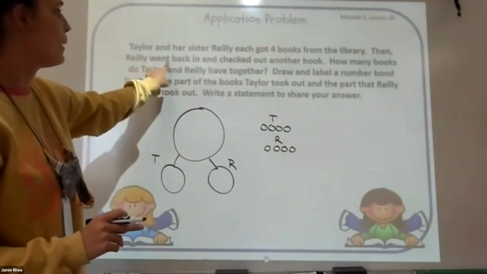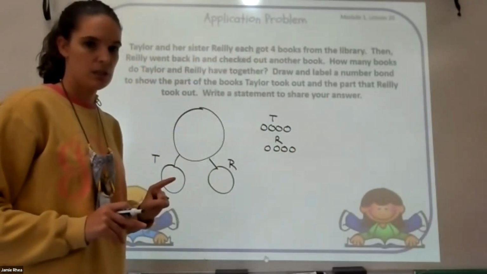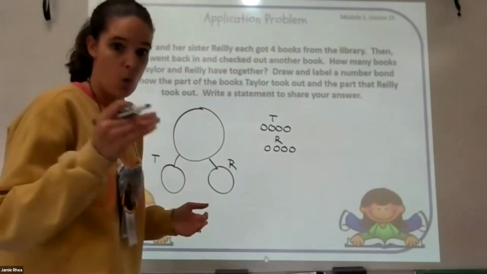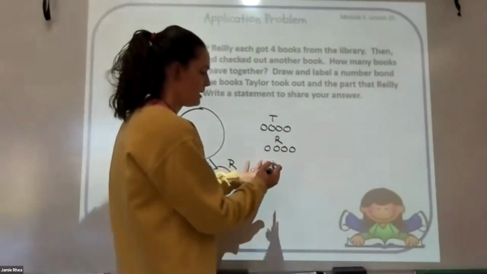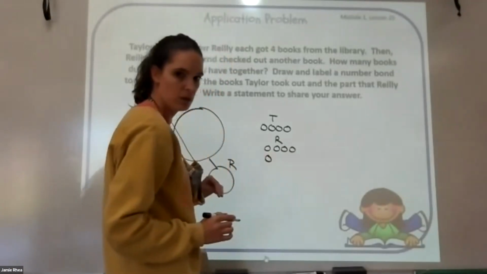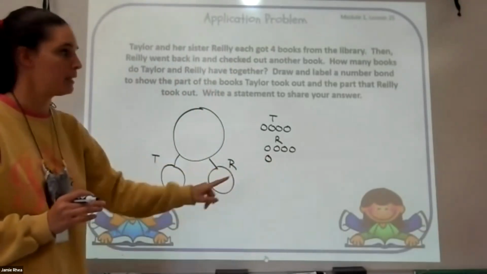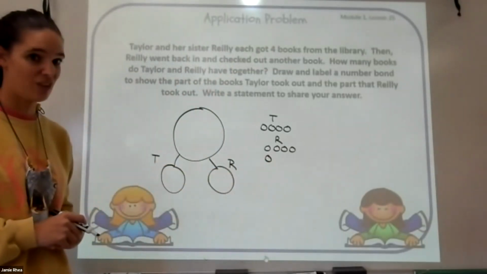Then Riley went back in and checked out another book. How many books did she check out? She checked out 1 more book. She checked out another book. So Riley went back and checked out 1 more book. Did Taylor? No, just Riley. So how many books do Taylor and Riley have together?